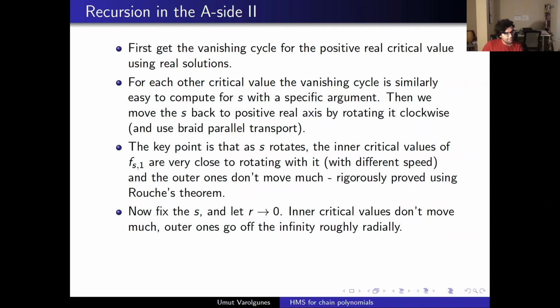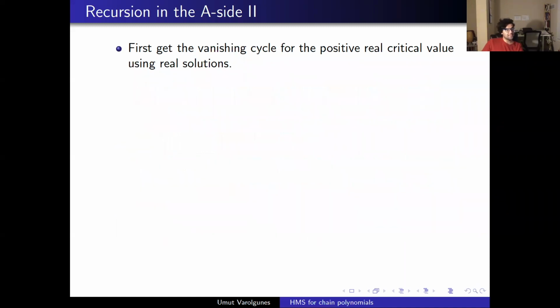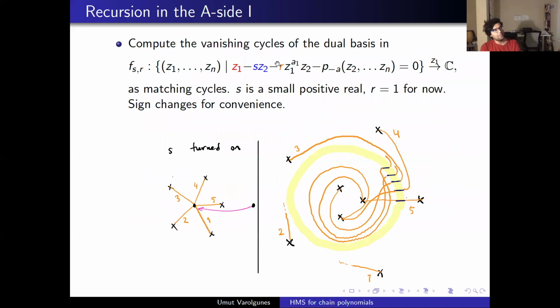Okay, and then finally, what we do is we introduce this R parameter, and now we let R approach 0. And when that happens, what you see is that these critical values go off to infinity, roughly radially like this. And the inner ones might scale a little bit, but they continue looking roughly like this.